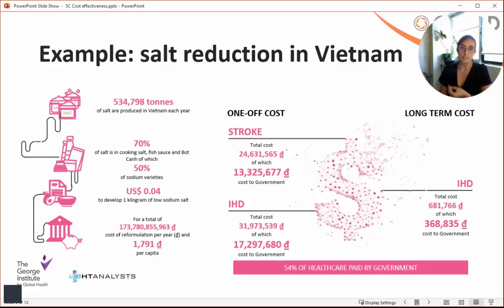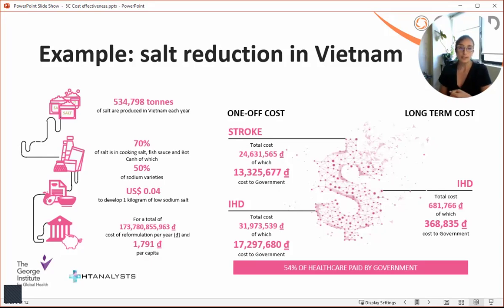In Vietnam, some experiments have demonstrated that low sodium versions of common seasonings, such as salt and fish sauce, can be produced using potassium chloride. Now, these experiments also assessed that these food products were acceptable to consumers and therefore could be adopted, with the consequence of potentially lowering blood pressure.